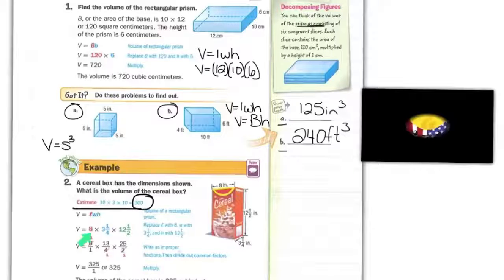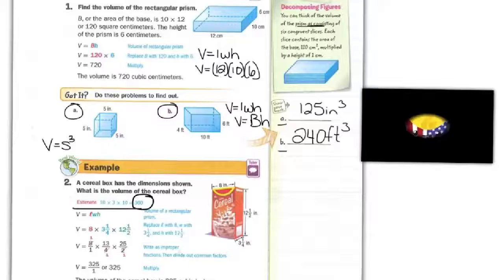Volume equals 8, which is the base, times 3 1/4, the other base, times 12 1/2, which is the height. Now, if you are doing this particular unit in Power Up in your first semester, you may not have gotten to multiplying fractions yet. And so this might be really difficult for you. So I'm going to help you out by showing you how to do that.